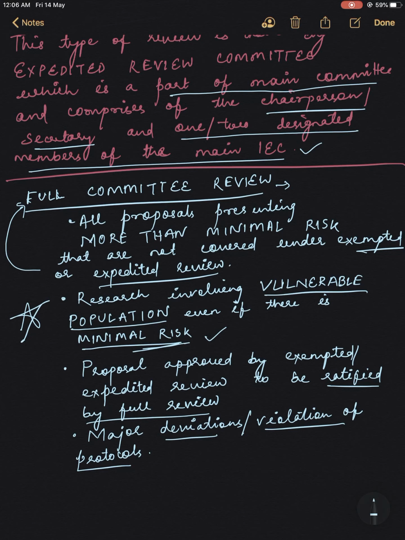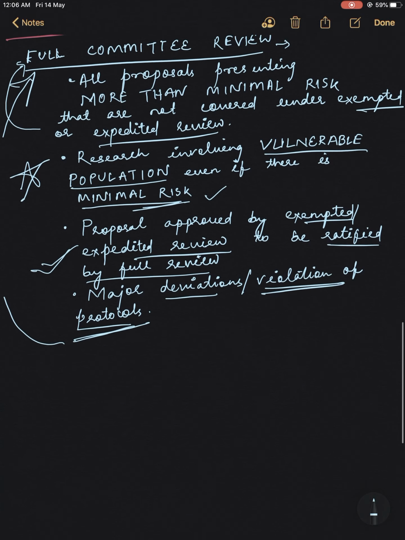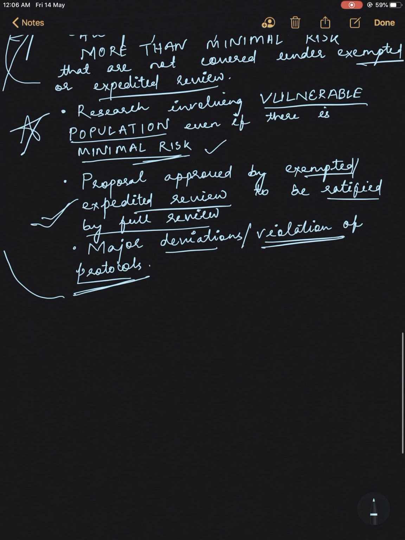The proposals that were already approved by the exempted or expedited review are to be ratified by the full review. And the major deviations or violations of the protocols are also handled by the full committee review. This is all about the types of review by the ethics committee.